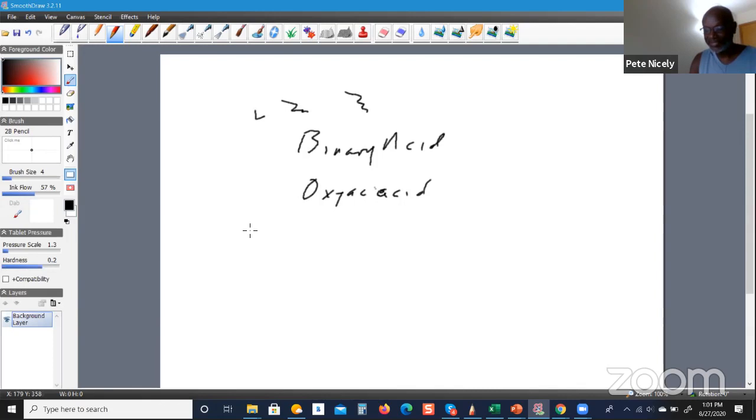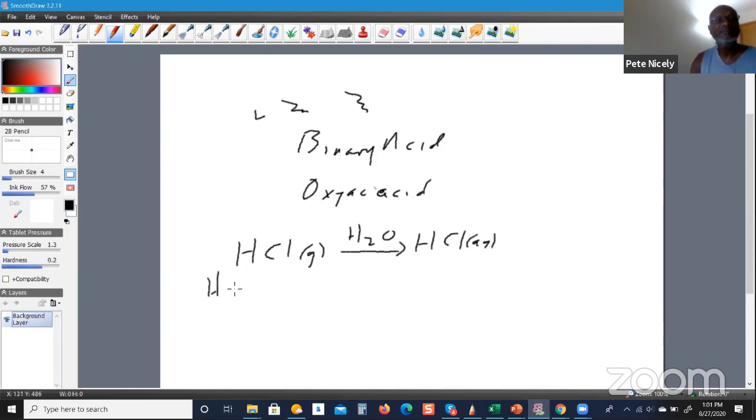Now, this compound I'm about to write is hydrogen chloride, HCl gas. Hydrogen chloride exists as a gas. If you add this to water, it becomes HCl(aq). The name of this, as I said before, is hydrogen chloride. And when it's added to water, the resulting solution is called hydrochloric acid.